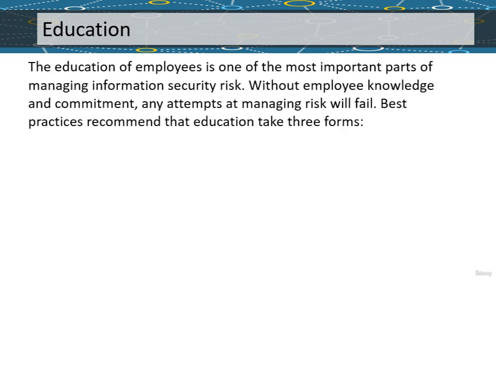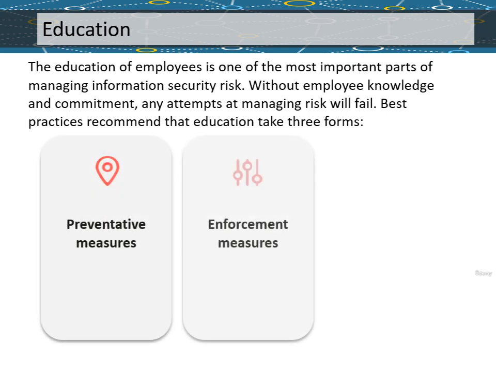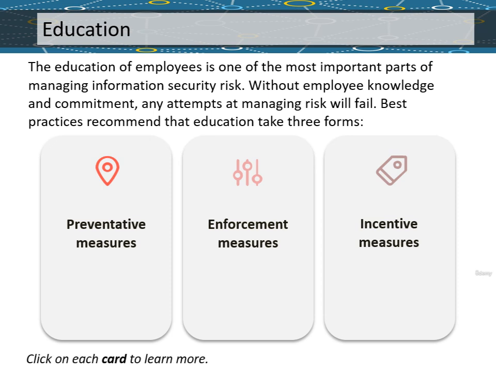Education. The education of employees is one of the most important parts of managing information security risk. Without employee knowledge and commitment, any attempts at managing risk will fail. Best practices recommend that education take 3 forms. Number 1, preventative measures. Number 2, enforcement measures. Number 3, incentive measures. Click on each card to learn more.